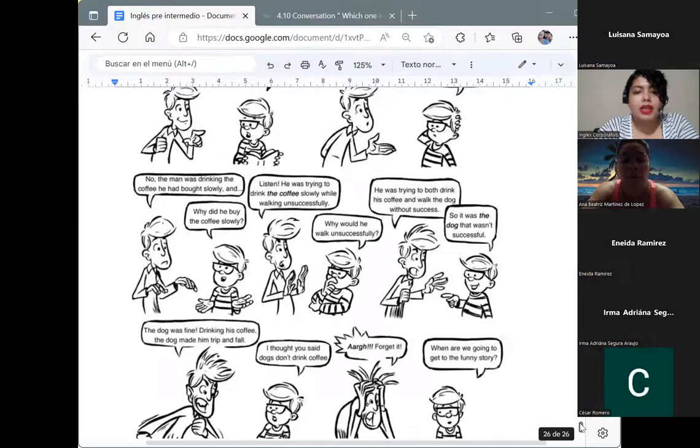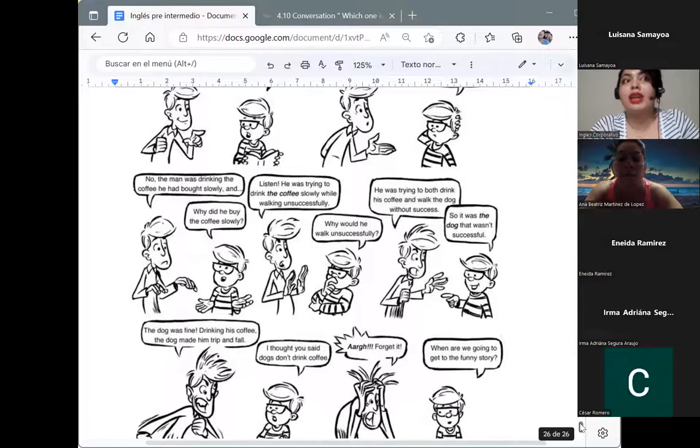And we have the last part. The dog was fine. Drinking his coffee, the dog made him trip and fall. El perro estaba bien tomarse su café. El perro lo hizo tropezarse y caer. I thought you said, dogs don't drink coffee. Pensé que había dicho que los perros no tomaban café. Ah, oh, forget it. Olvídalo. When are we going to get to the funny story? ¿Cuándo vamos a llegar a la historia divertida?